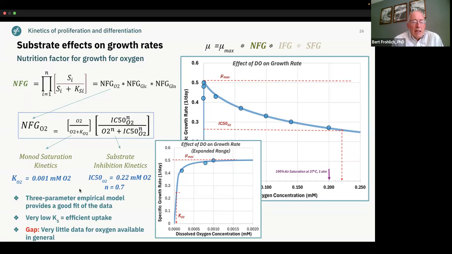It's interesting to point out that the K sub S is much lower than it is for glucose and glutamine, which points to the fact that animal cells are very efficient at picking up oxygen at low concentrations, which makes a lot of sense. But again, very little data for oxygen in general, and more needs to be collected for cultivated meat relevant cell lines.